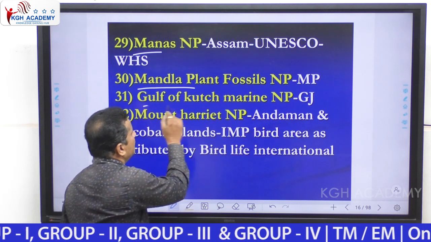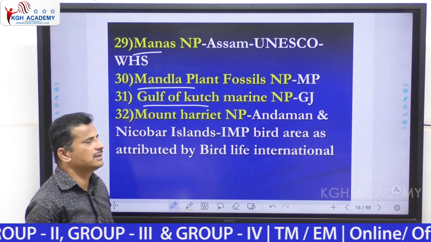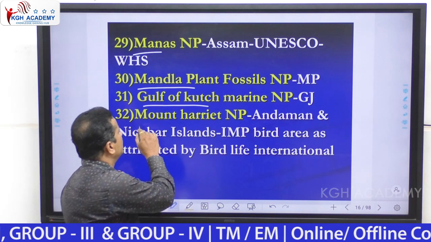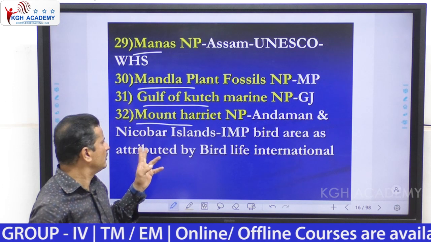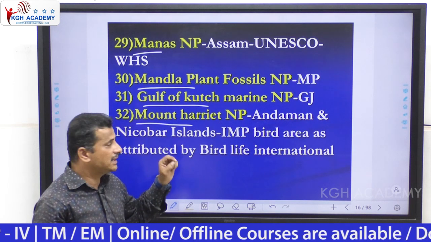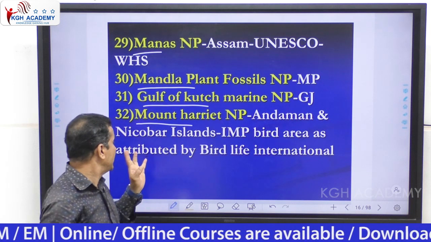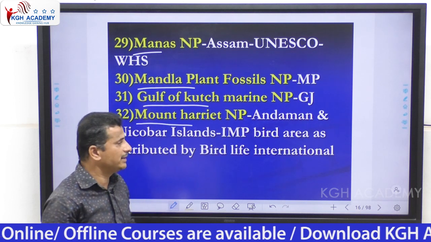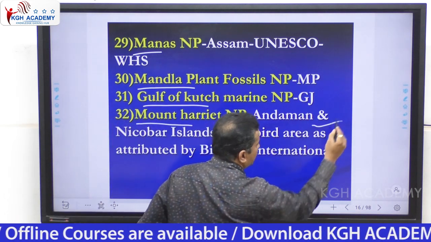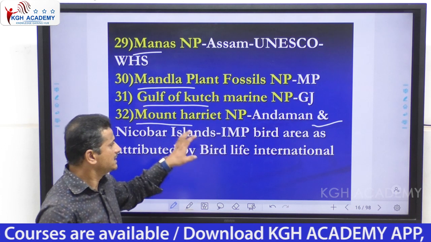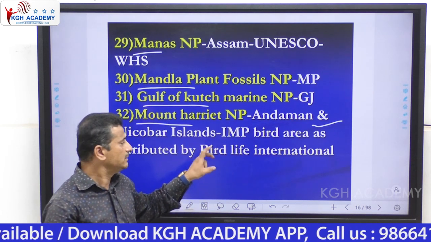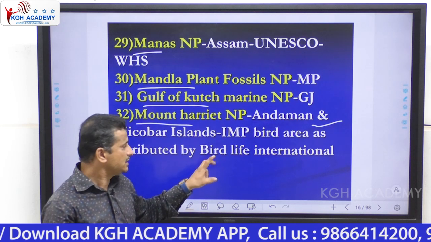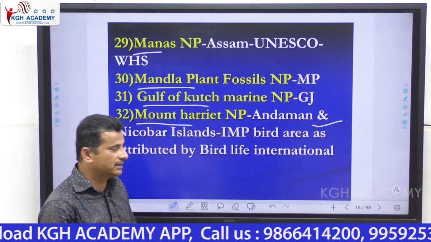And next, Gulf of Kutch Marine National Park, Gujarat. And Mount Harriet National Park in the Andaman and Nicobar Islands. This is an important bird area as designated by BirdLife International. This is again important because this is one of the bird areas identified by an organization called BirdLife International.